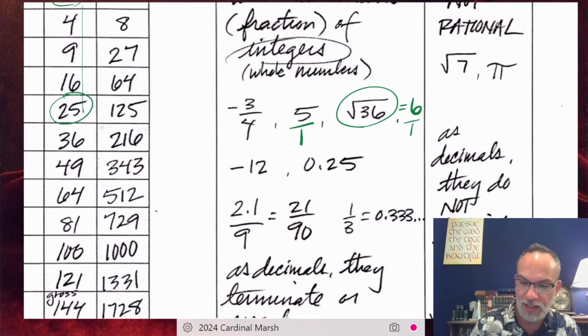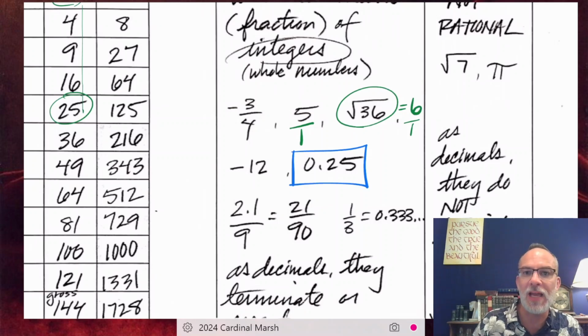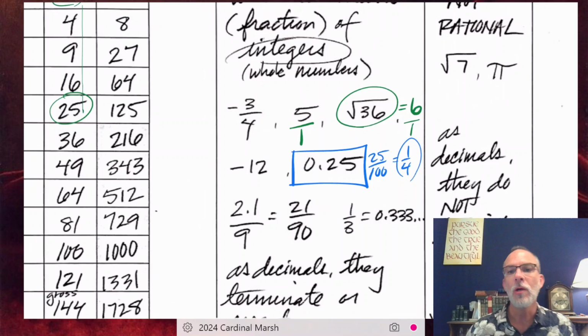I want to talk about 2 different things. One of them is that when you write a rational number as a decimal, it terminates, it stops. What is 0.25 as a fraction? Well, that would be 25 over 100, and then that can reduce down to 1/4. There's your reduced fraction. When you take a rational number and you make it a decimal, it will either stop on its own, it will terminate, or it will repeat.